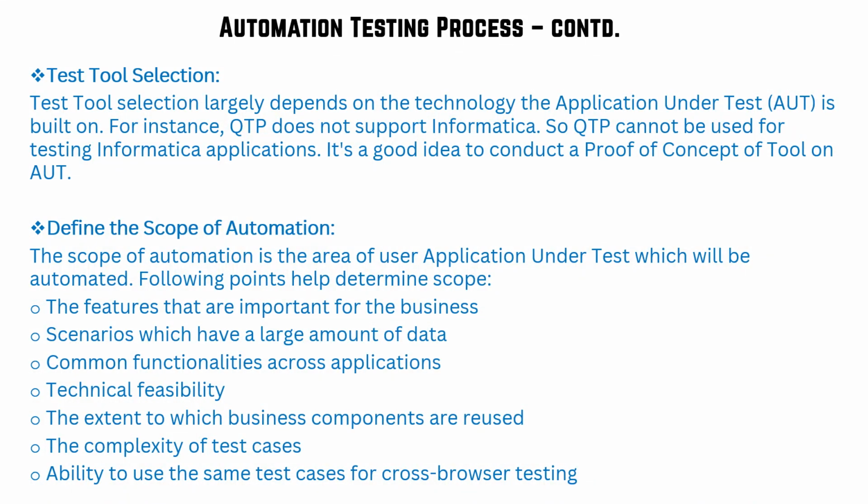which will help you to define the scope of automation, like the features that are very important for the business. Those we will concentrate on first. The scenarios which have a large amount of data, common functionality across the application, technical feasibility, the extent to which business components are reused, the complexity of the test cases, and the ability to use the same test case for cross-browser testing. Those are the important points you need to remember while you are defining the scope of automation. Then you need to proceed.